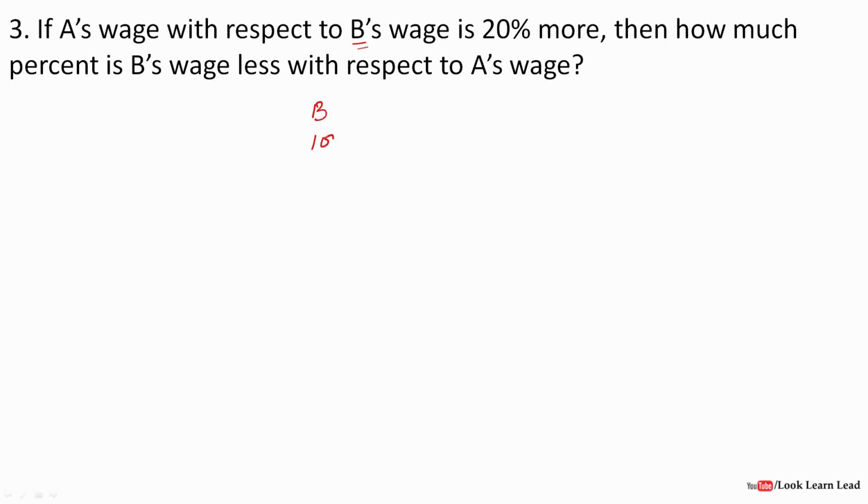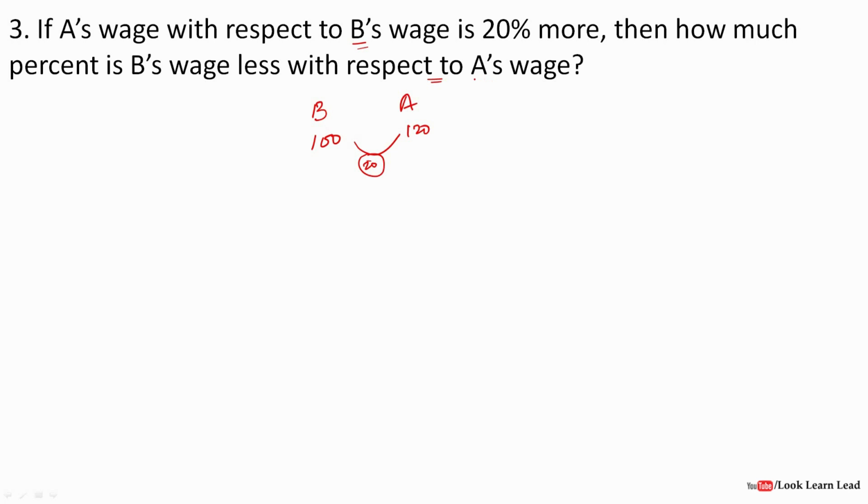If B is 100, A is 20% more than 100. 20% more means 100 plus 20. It would be 120. Now, we have to calculate how much percent B's wage is less with respect to A's wage.